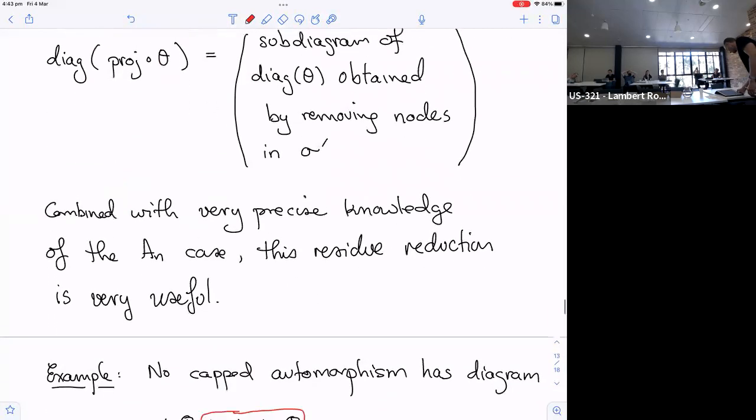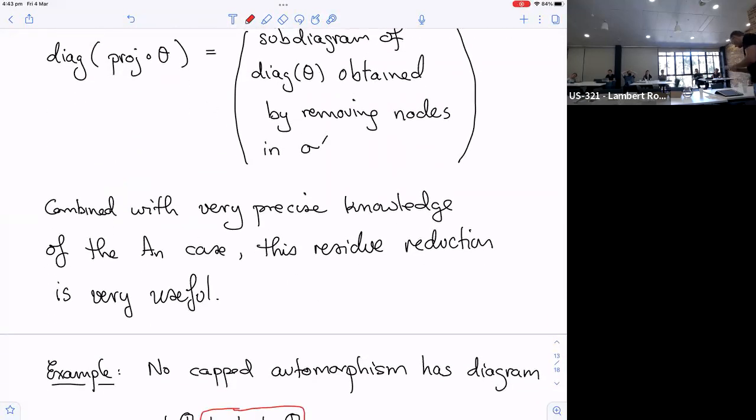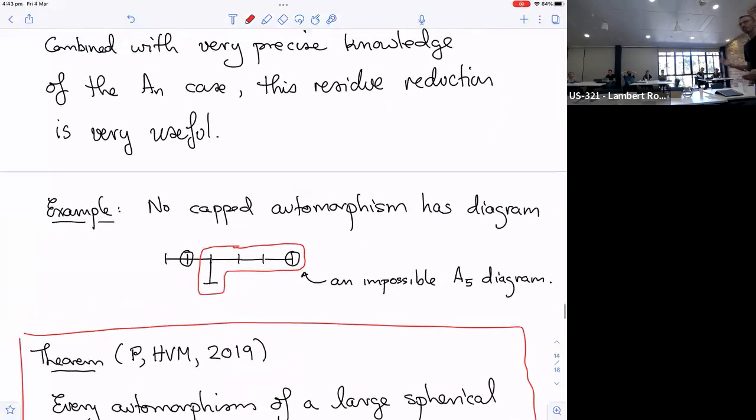That kind of thing. So, as I say, combined with our understanding of residues of type AN, that proves to be very useful. And here's an example. So here's an E7 diagram. This is not a valid opposition diagram for a capped automorphism, because if I put my hand there, well, don't worry about the isolated node because it's all about connected components. So looking at that, that's an A5, and that's not a valid A5 opposition diagram. Well, what I said earlier, we classified all the domestic things in AN, and that's not one of them.